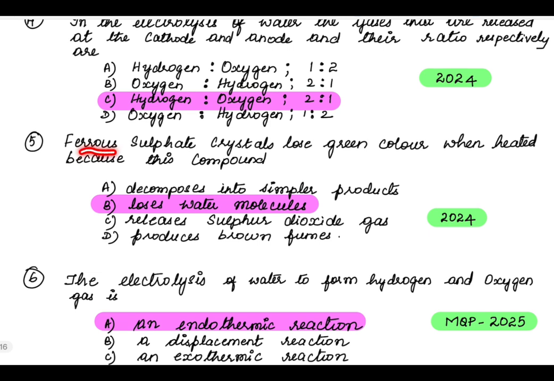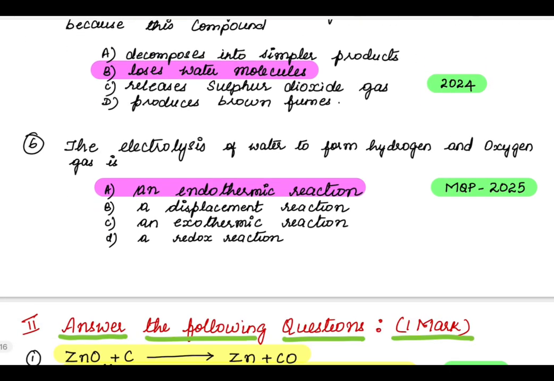Next, ferrous sulfate crystal loses green color when heated. Why? Option B is correct, because it loses water molecules. This question was asked in 2024. Next, the electrolysis of water to form hydrogen and oxygen gases is an example of an endothermic reaction. This is from the model question paper 2025.